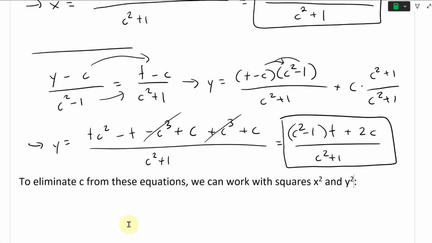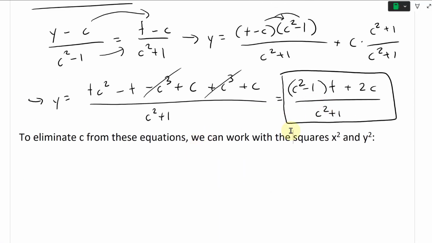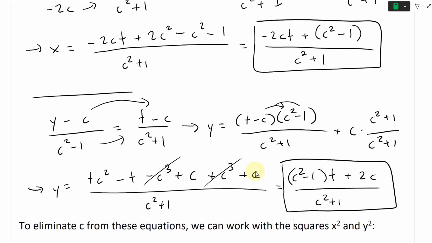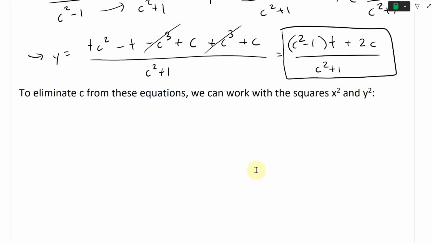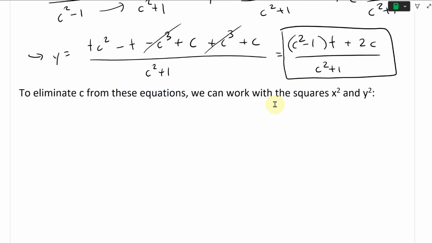Alright, so going further, to eliminate c from these equations, we can work with squares, x squared and y squared. Again, this is a pretty next level solution that we're going to go over. The solutions manual just gave the answer and didn't actually explain how it got there, so I had to find one online.